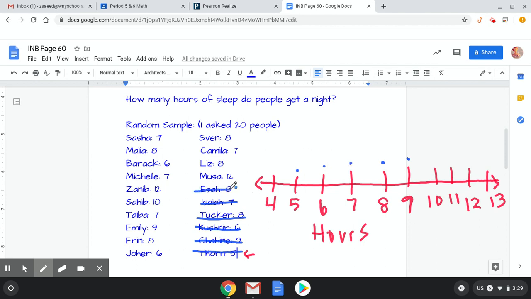Issa. He's 8. I'm going to put a dot, another dot, a second dot above 8. Okay. Do you see what I'm doing so far? You see how Tucker and Issa both sleep for 8 hours? That's 2 people that sleep for 8 hours. Those are what those dots represent.